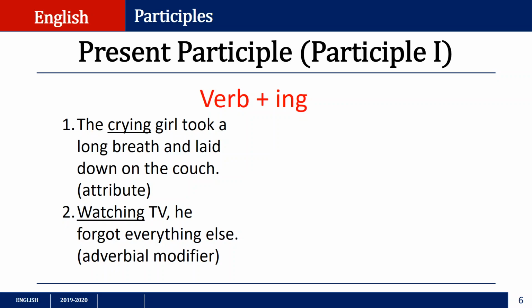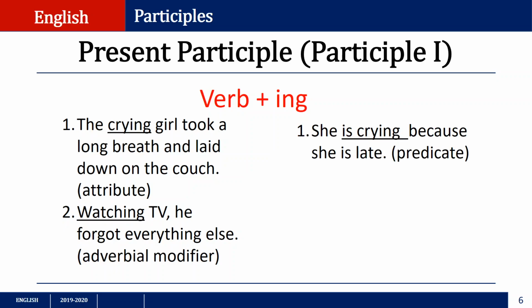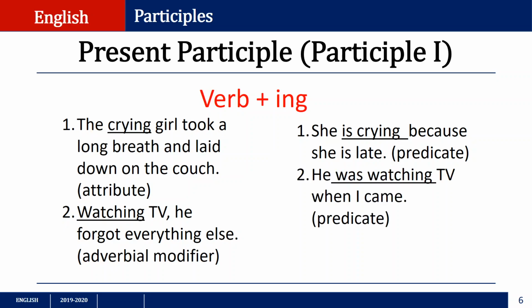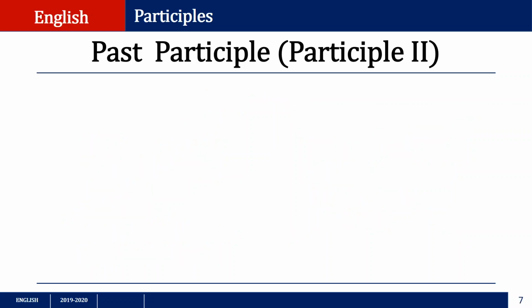Now let's look at the sentences which also have the form of verb plus ing, but they are not participle ones. She is crying because she is late. Is crying is a predicate, which is in the form of present continuous. He was watching TV when I came in. It is also a predicate in the form of past continuous. So these sentences do not have participles 1.